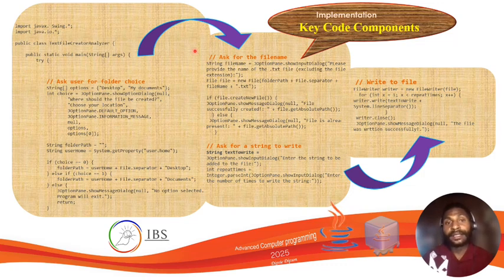Writing to file is the next step. The user enters the string they want to add to the file, and specifies how many times it should be repeated. The program then writes the string multiple times using a loop.